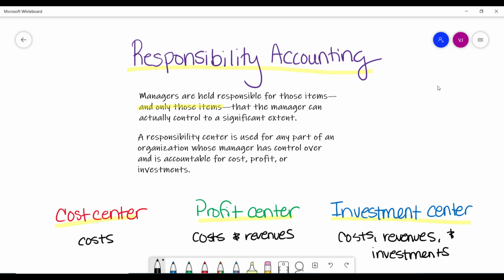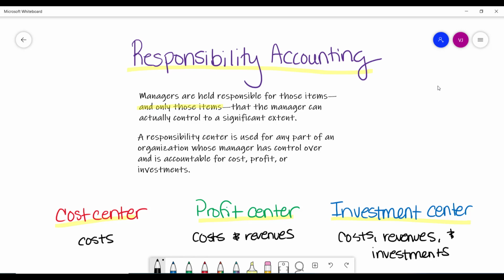So you can think of a cost center, the head of HR, for example. The HR department doesn't generate any revenue, does it? It just has control over what it spends. Profit center actually generates revenue as well. So you can think of a specific sales manager, for example, or production manager, even if they're working together. That might be more related to a profit center, where an investment center looks more of a bird's eye view, where we have control over all of those items.